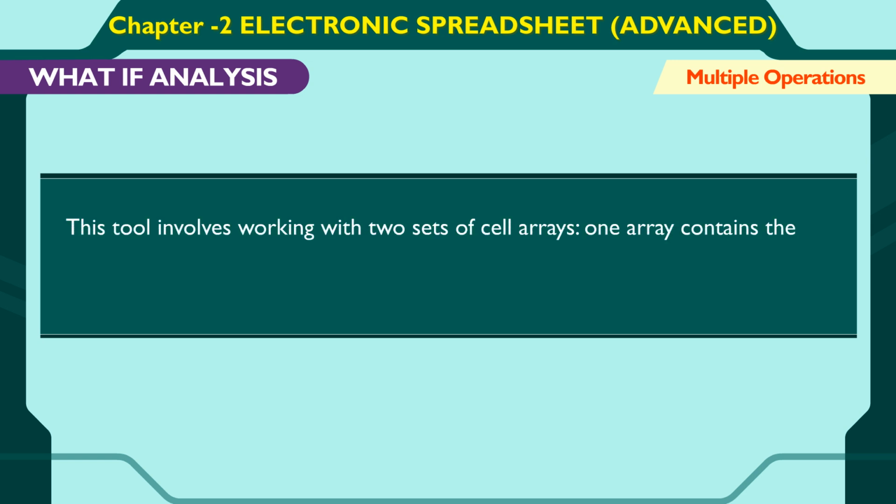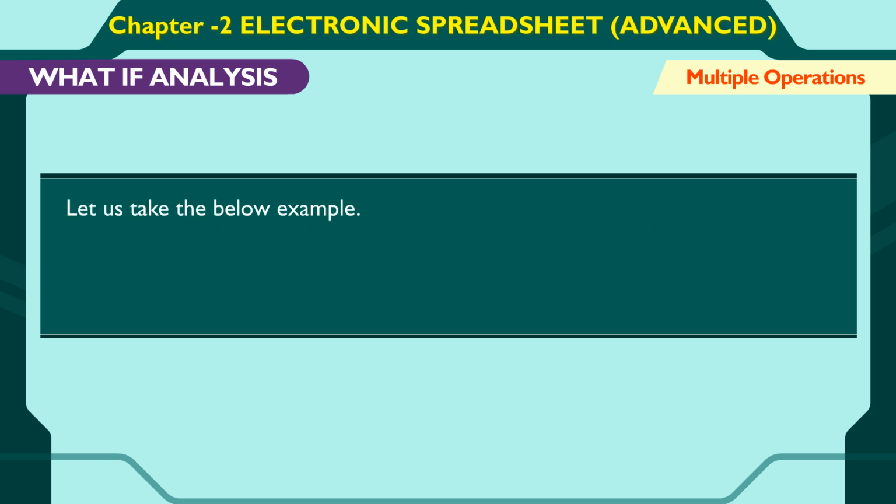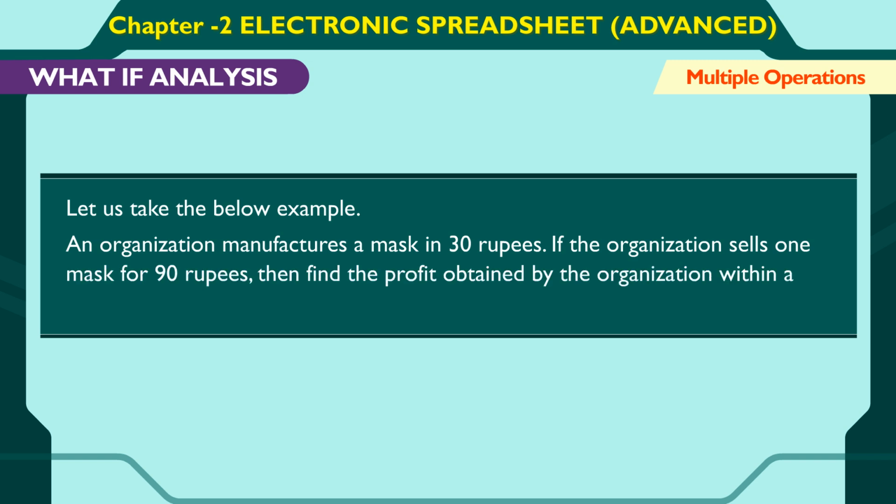This tool involves working with two sets of cell arrays. One array contains the input values, while the second array applies the formula and shows the resulting values. Let us take the below example. An organization manufactures a mask for 30 rupees. If the organization sells one mask for 90 rupees, then find the profit obtained by the organization within a series of years by using the multiple operations tool.